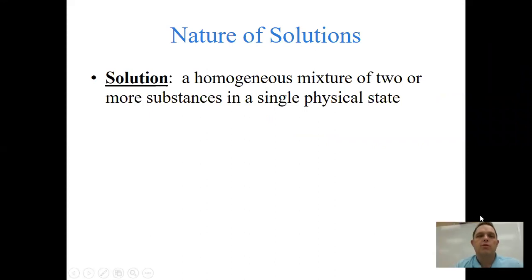So solutions are a homogeneous mixture of two or more substances. What that really means, homogeneous means it looks the same throughout. An example might be our disinfectant spray. It looks yellow all the way through. You don't see any different layers or anything, but there's more than just water in here. There's water and some chemicals, obviously, we know. So this is a good example of a homogeneous mixture.